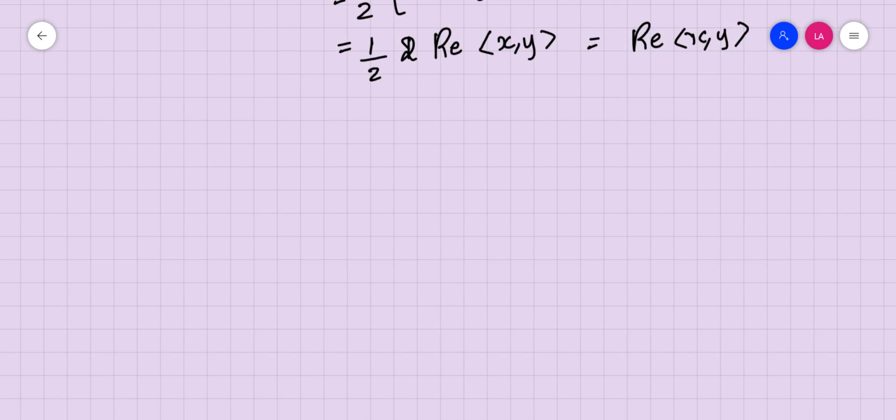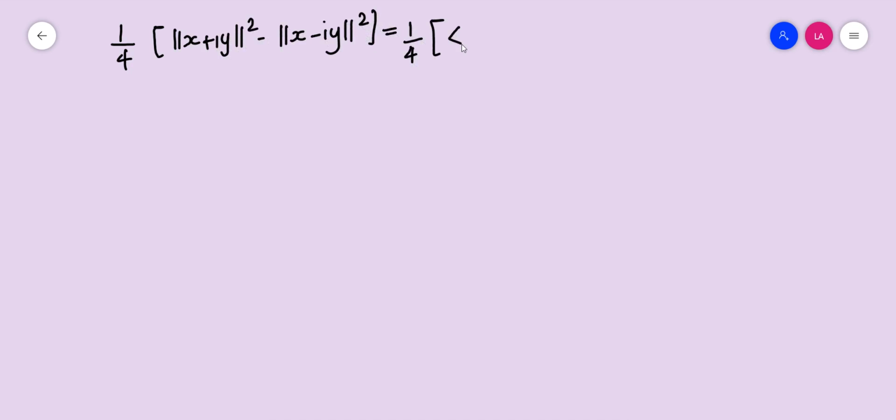So we have established the first part of the proof. Now moving on to the second part. In the second part we have to find the value of the imaginary part of inner product xy. So we take the right hand side: 1 by 4 times norm of x plus iy the whole square minus norm of x minus iy the whole square. The norm can be written in terms of the inner product as inner product of x plus iy with x plus iy minus inner product of x minus iy with x minus iy.